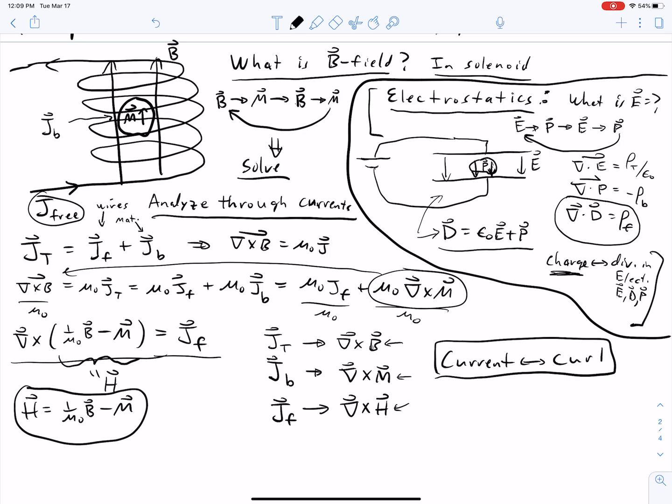total charge density causes divergence, because charge causes divergence. So total charge density causes divergence in E, bound charge density causes divergence in P, free charge density causes divergence in D. Same thing here. Total current density causes curl in B, bound current density causes curl in M, free current density causes curl in H. That's the new insight.